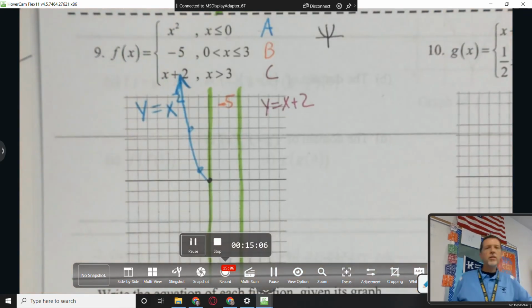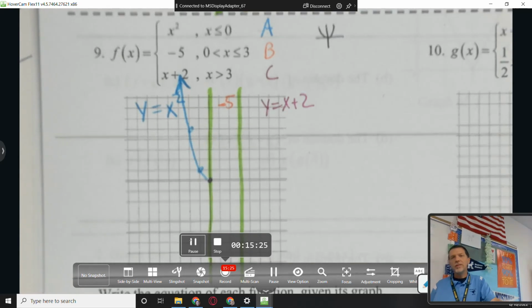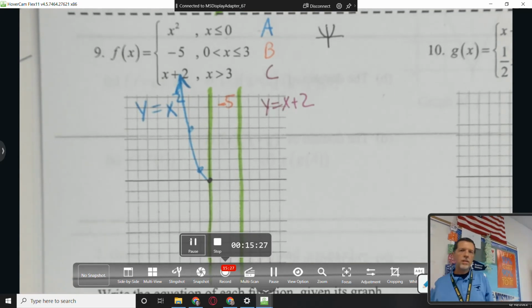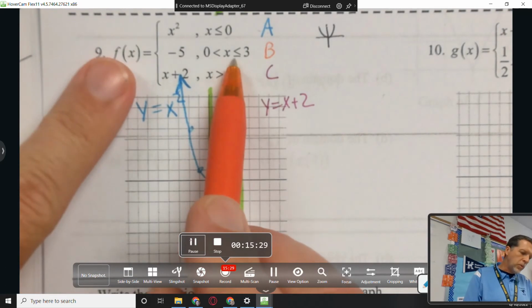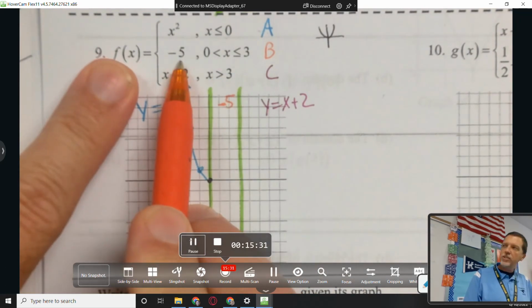So there's my half a parabola, because I'm not allowed to graph it on the other sections, the other neighborhoods. They have different people in them. Different functions live in the other neighborhoods. y equals x squared only lives left of 0. Between 0 and 3, we have an easy function to graph.